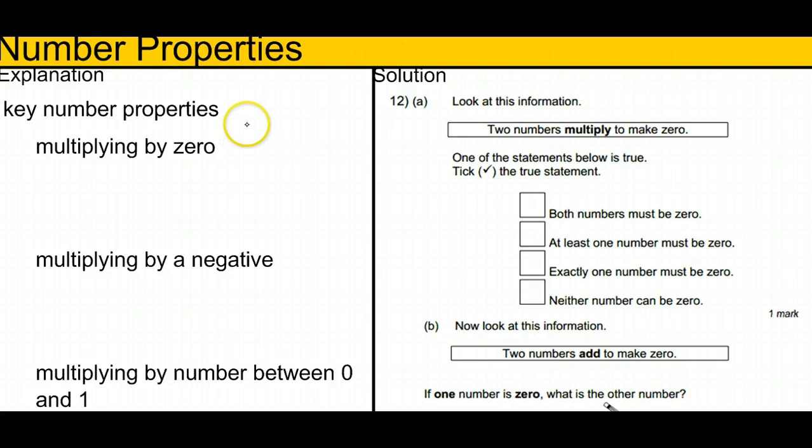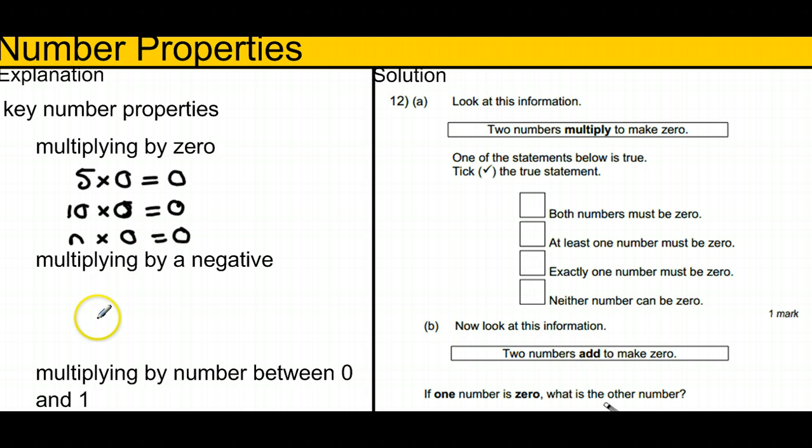We're going to be looking at some number properties here, and first of all we're going to start by looking at some key number properties you need to be aware of and the type of things that you might need to do. One of the first things is multiplying by 0. So any number multiplied by 0 is going to give 0, because you're essentially saying I want no 5s or no 10s. Is 0, or in more general terms, n times 0 equals 0. So that's the first important property.